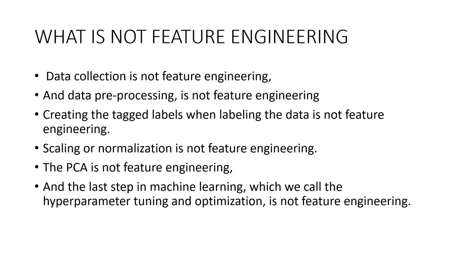What is not feature engineering? Data collection is not feature engineering, and data pre-processing is not feature engineering. Creating the tag labels when labeling the data is not feature engineering. Scaling or normalization is not feature engineering. The PCA, the principal component analysis, is not feature engineering. And the last step in machine learning, which we call hyperparameter tuning and optimization, is not feature engineering. These things do not come under feature engineering. We need to understand that.